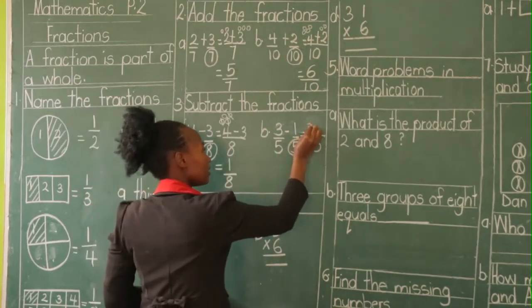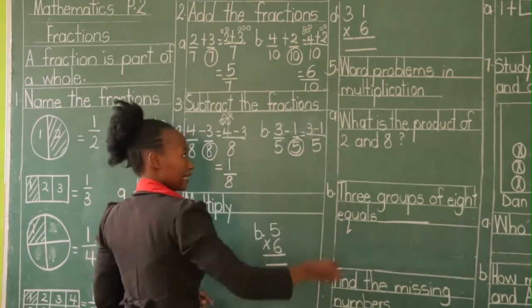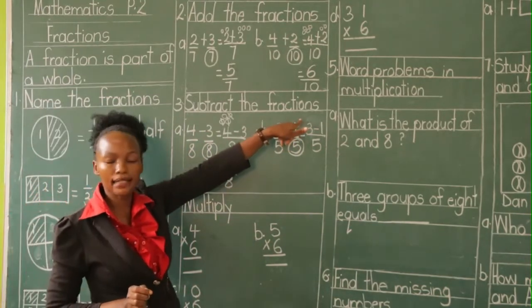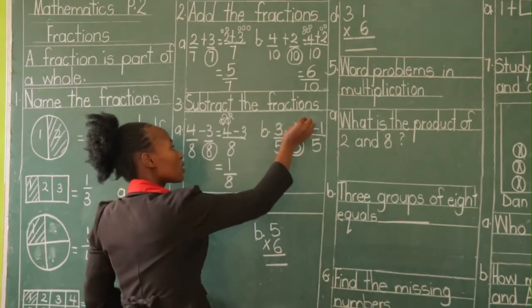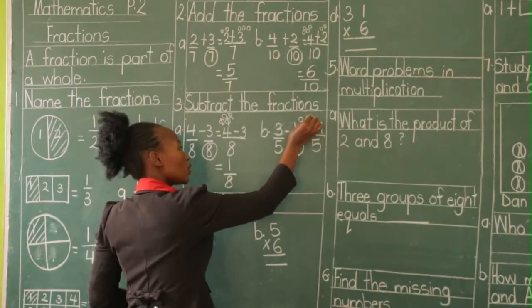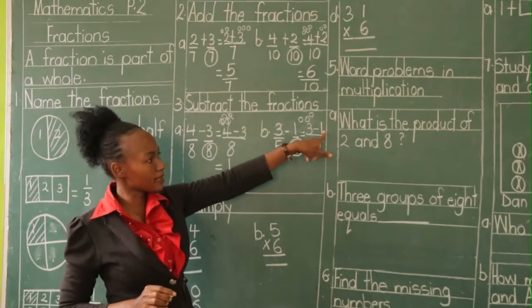Then I get this one. 3, take away 1. 3, take away 1. Then we are going to draw for this number 3. Let's count together. 1, 2, 3. After we cross out this number.